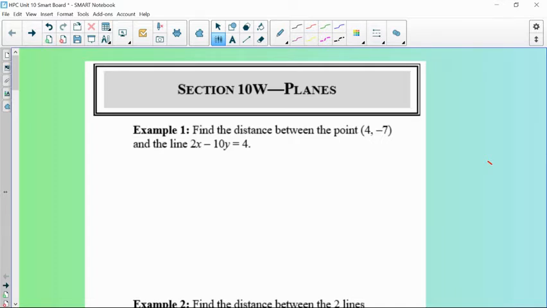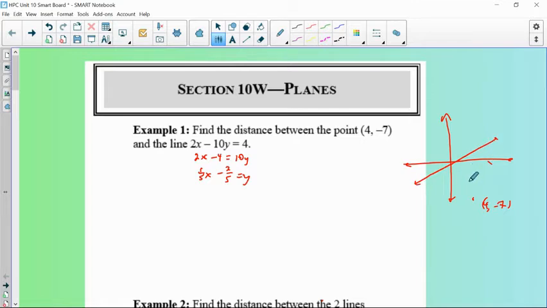Okay, so in two space, so just x and y axes, it says find the distance between the point 4, -7 and the line 2x minus 10y equals 4. If you solve for that, 2x minus 4 is equal to 10y. Divide by 10, we can see the slope is 1/5, and then minus 2/5 is equal to y. So we have an equation of the line, and we want to know what is that distance.